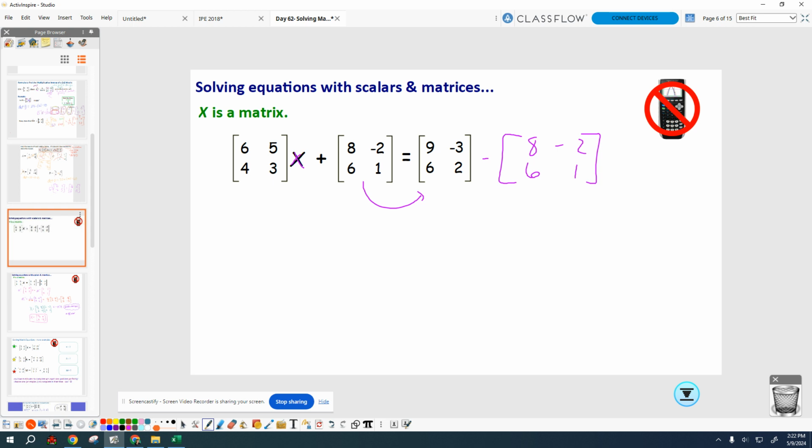Right here, if I'm subtracting that box, I'm going to pick the box up, leave the elements alone, and now I'm going to subtract them on this side. 9 minus 8 is 1, -3 minus -2 is -1, 6 minus 6 is 0, 2 minus 1 is 1. Okay? And that's my X matrix times this guy. Right. Okay, where we're going with this, I now need to undo this. I can't divide by a box of numbers.